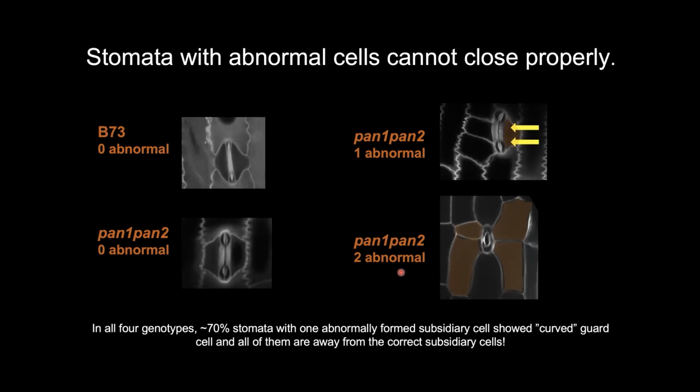So from this, we saw that the subsidiary cell really matters to stomata function in grass. But we didn't solve the question of why PAN2 has a more severe phenotype than PAN1.